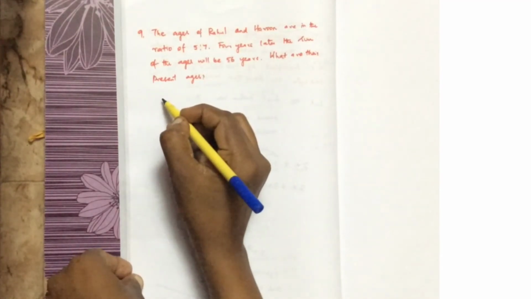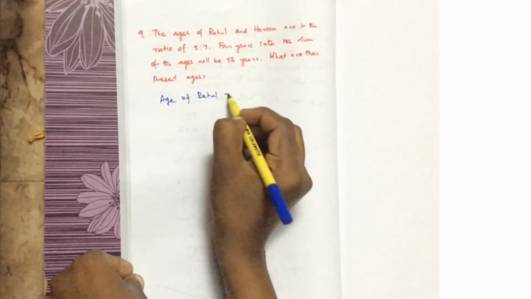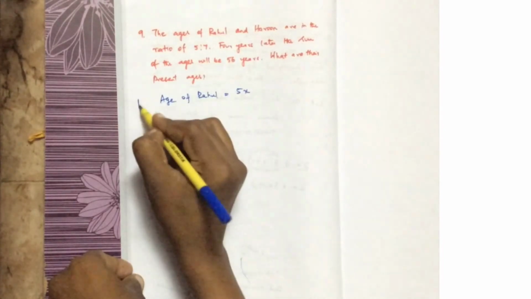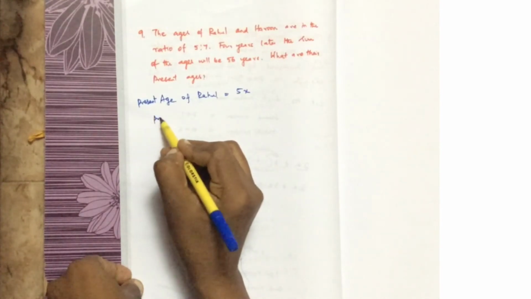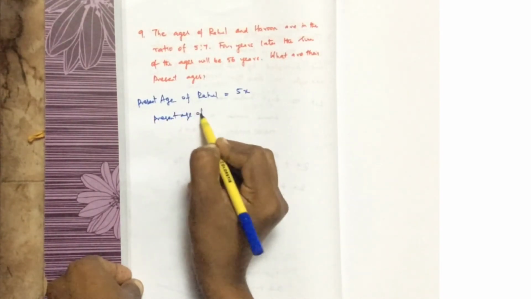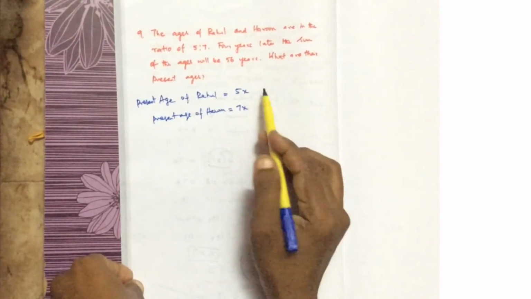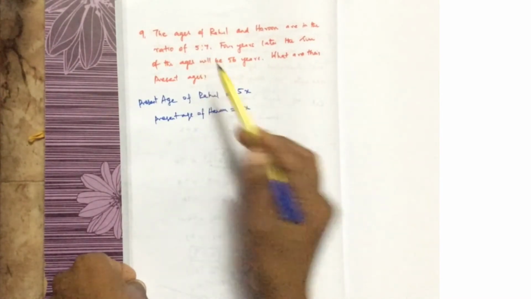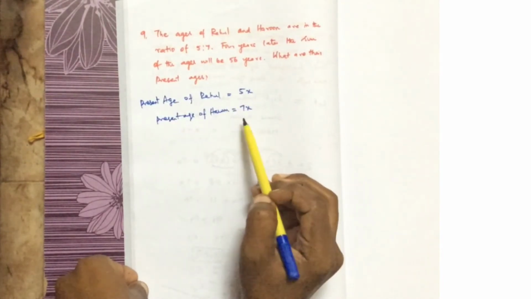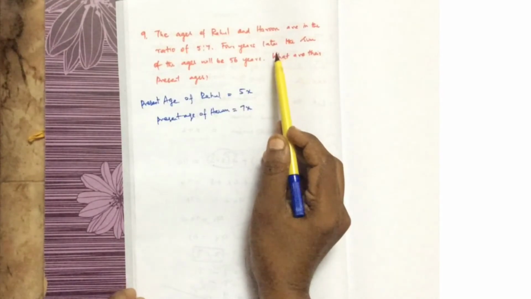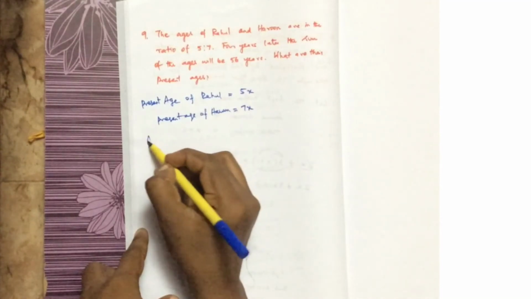Okay. Now, the present age of Rahul is 5x. The present age of Harun is 7x. This you should know: to convert the ratio into the original numbers, multiply by x. Present age of Rahul is 5x, present age of Harun is 7x. 4 years later, the sum of their ages will be 56. 4 years later means after 4 years.